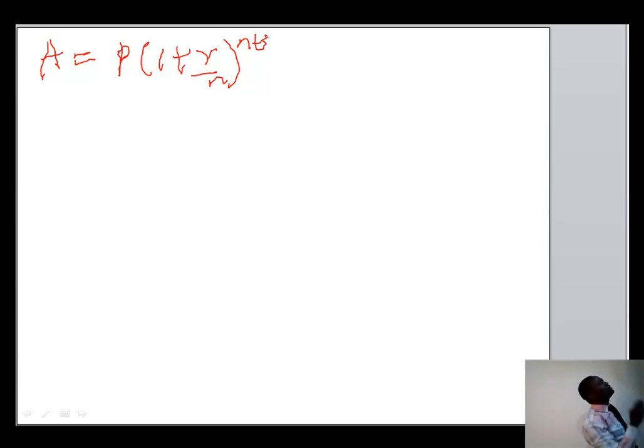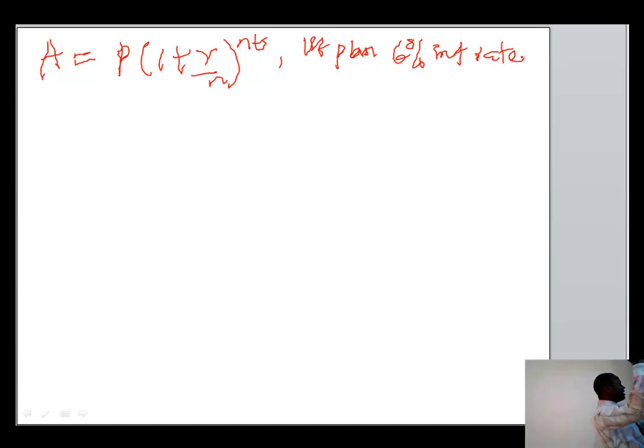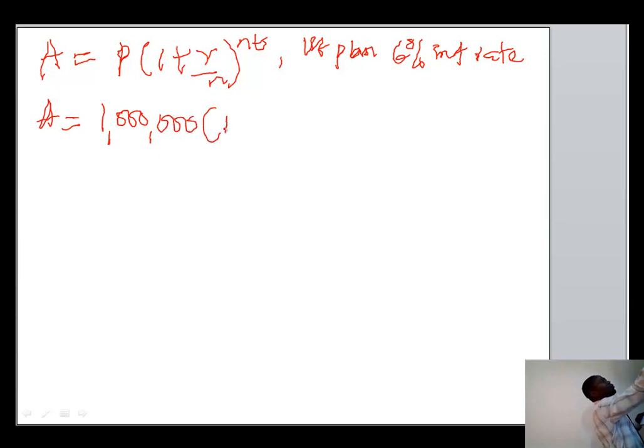So from the formula we have A equals principal into bracket 1 plus r over n, raised to power nt. In this case, the first plan, which is 6% interest rate, compounding the interest each month. In this case, we have A equals, what is the principal from the question? The principal is 1 million naira, 1 plus, what's our rate? This is 6%, into bracket, the number of months in a year is 12. Then we have 12 times 5.